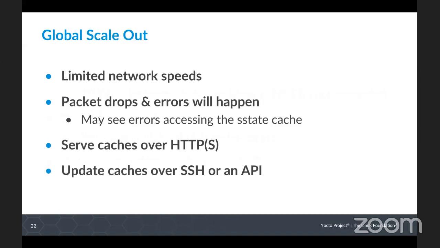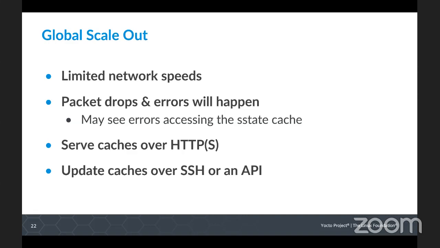But if you're looking at a global scale out, if you've got a distributed business or you've got people in different offices, then you may not be just having one rack with all the equipment in; things may be spread around. So in this case, your network speeds may be more limited. You may see errors accessing shared state cache because of packet drops and transfer errors. And for this, the best technology for serving the download mirror state cache is probably HTTP, and you can update caches over SSH or over some sort of API.